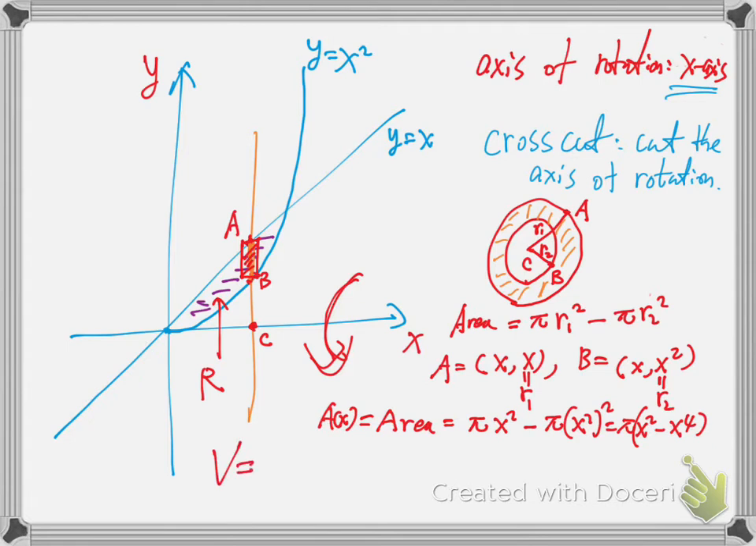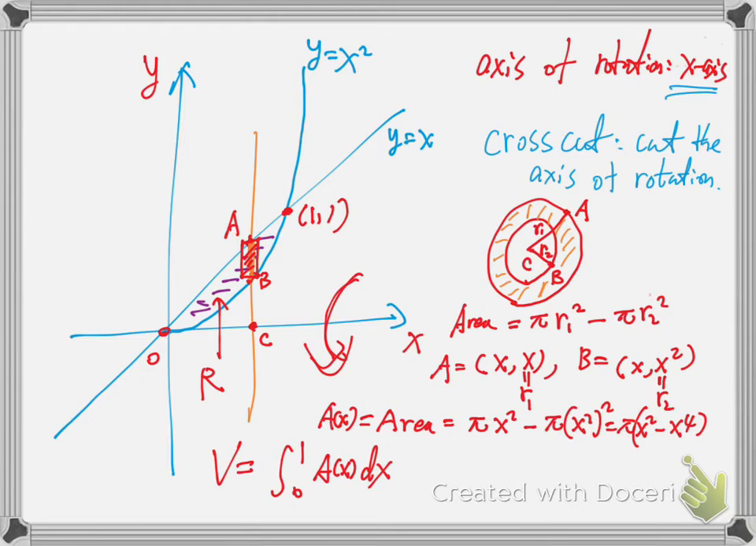Volume is just the integral. The bound of the integral is always from 0 to 1, because I didn't change the picture. From 0 to 1, A of x dx. You can imagine this A of x, you expand it a little bit, you get a small rectangle, and you rotate the whole small rectangle. The volume of that rotation will be A of x times delta x. Then you change delta x to dx, and you get the integral.